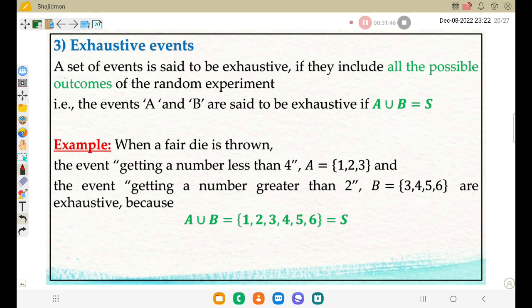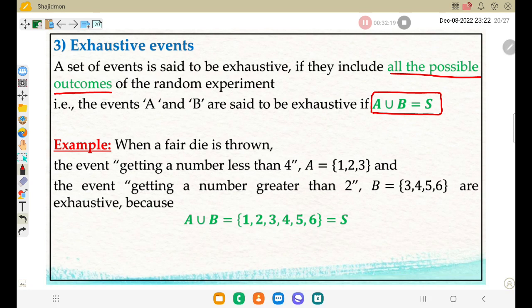Exhaustive event means a set of events is said to be exhaustive if they include all possible outcomes. Okay, we have many events, for example. If we take the union of all those events and we get the sample space, then we say that the events are exhaustive. That means, for example, if A and B are exhaustive, when we find A union B, it should be the sample space S. Then we say they are exhaustive events.